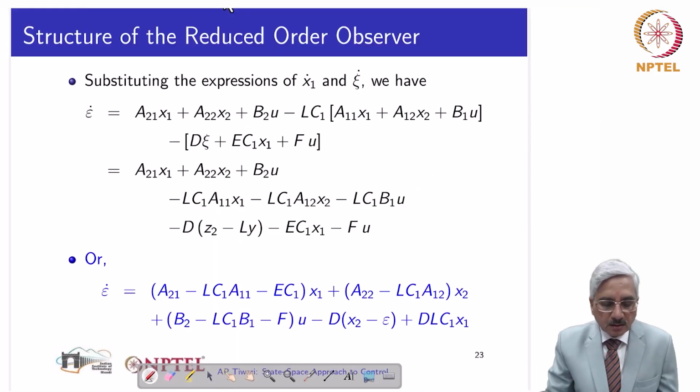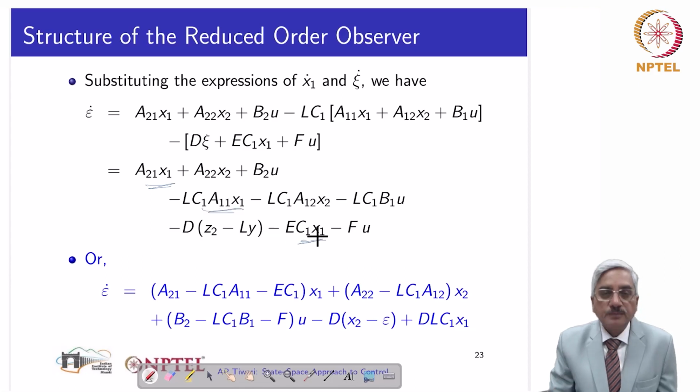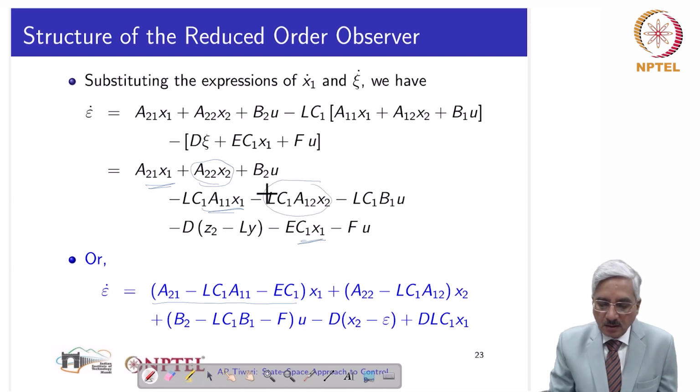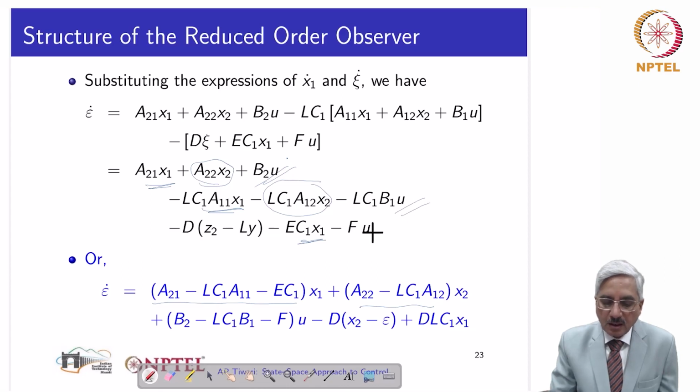Now we collect the terms in the same variables together. Like in x1 we have this one, this one, and this one. So these three we take together. Similarly in x2 we have this one and this one, and we take them together. In the input u, we have this term, then this one, and one for F. So we take them together and write here.